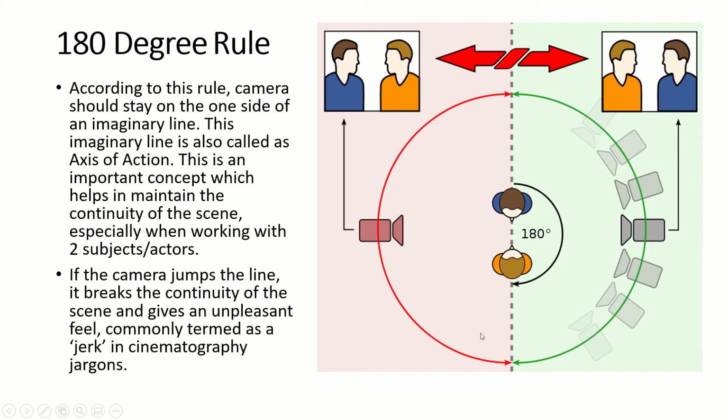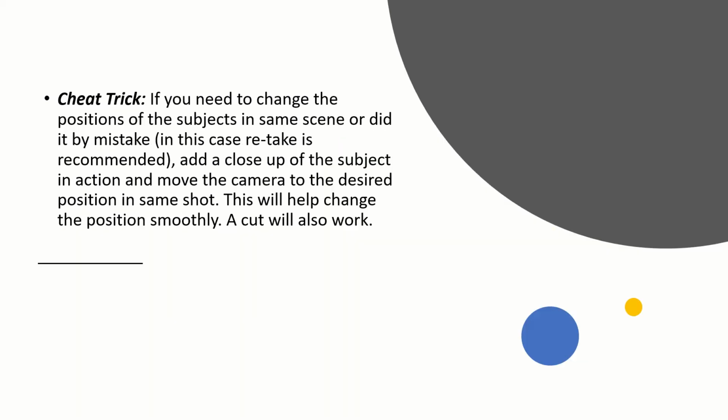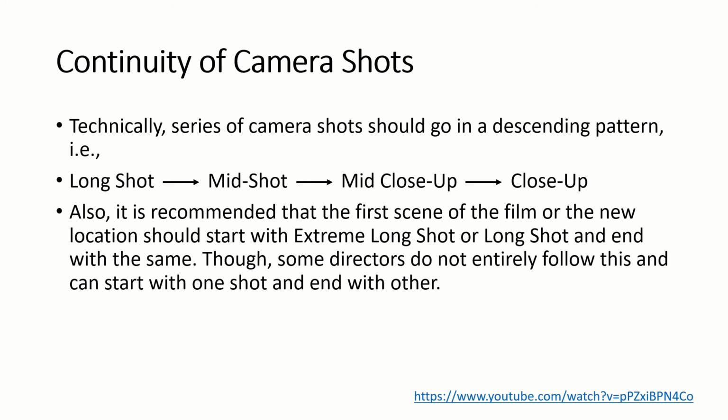Second is let the subject move to the other side, that is left to right or vice versa in the same shot. That is the movement of the subject himself, and you are good to go. And we talked about this cheat trick. Yeah, this is how you can just have a small diversion to the rule or a break into the rule of your 180-degree without losing the continuity or consistency of the scene. Moving ahead, next is the continuity of camera shots.